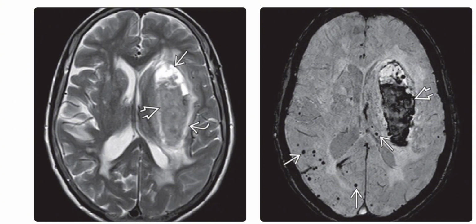Right is the axial SWI, and it shows the hypointense hemorrhage and multiple other foci of susceptibility from hemosiderin related to remote microhemorrhages from chronic hypertension.